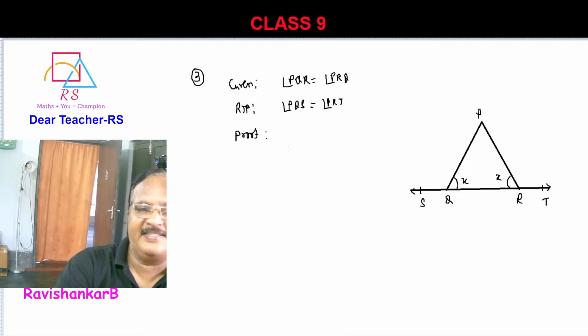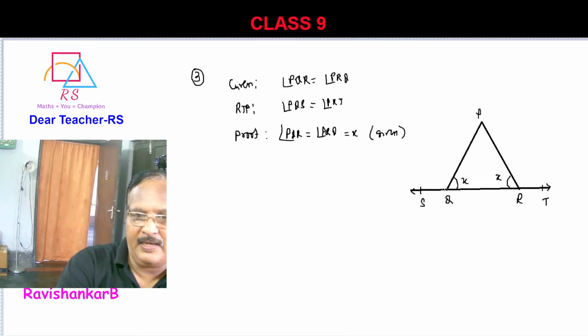Okay. So angle PQR is equal to angle PRQ. Let us say I have written X. This is given. Here let me write, this is Y and this is Z. Otherwise we can write directly also.